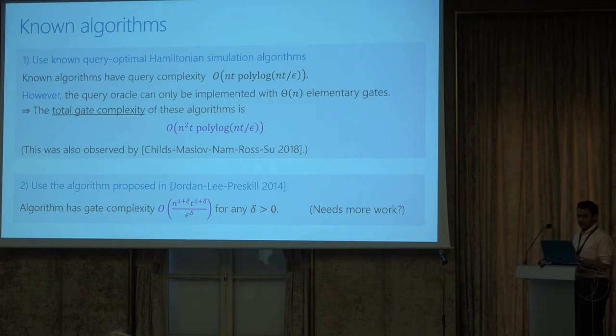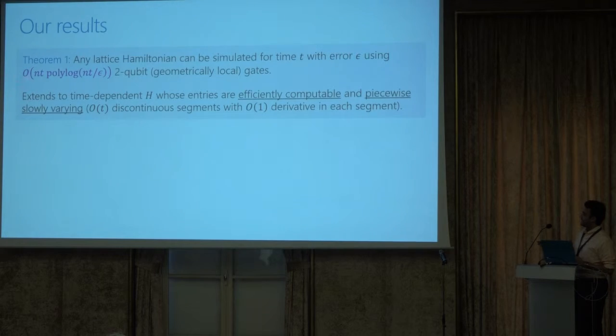All right, so I can now present our results. What we do is we achieve the best of both worlds. We achieve an algorithm whose complexity is n times t times some log factors. We show any lattice Hamiltonian can be simulated with this complexity, and specifically in this number of 2-qubit gates, and the gates that we use will also respect the geometry of the Hamiltonian. This is not often a requirement in quantum circuits.